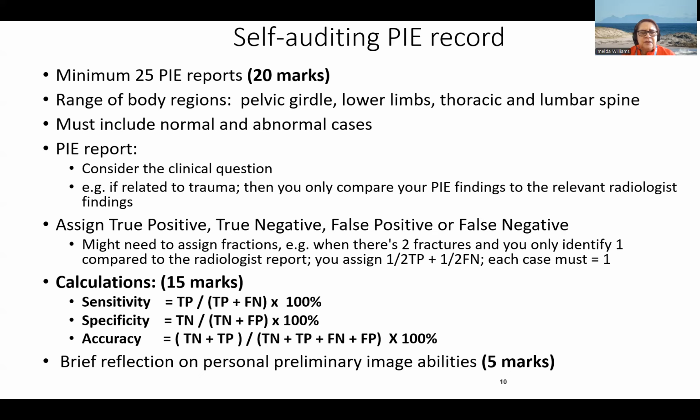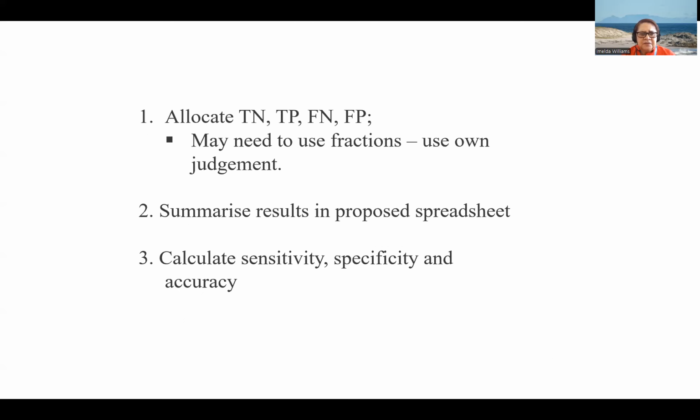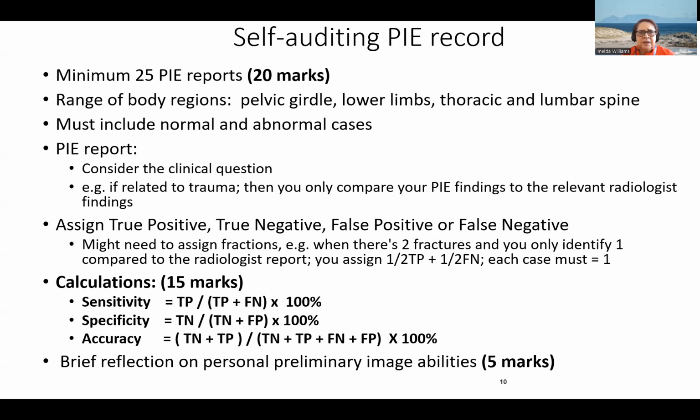You then also need to write up a reflection on your PIE abilities. And you could mention there, for example, that you struggle to identify soft tissue signs that are relevant. So say, for example, if the patient has got soft tissue changes that indicate that this is an open fracture and that has not been identified. So those are the things you can write. Also, if you have a specific body area where you still struggle.